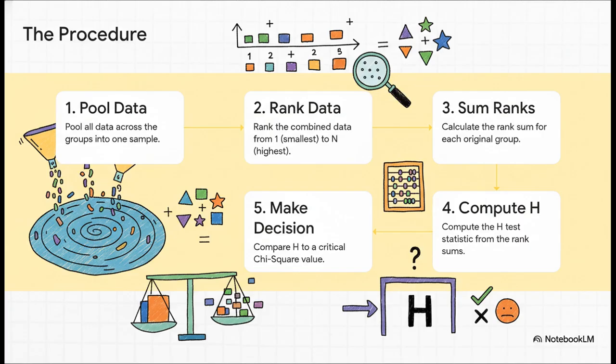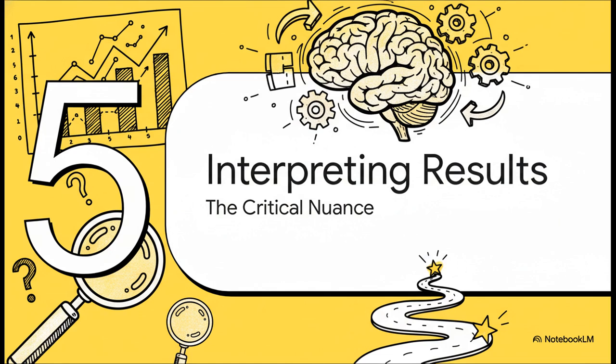That's it. What you're really looking for is whether the high and low ranks are spread out pretty evenly, or if one group is hogging all the high ones or all the low ones. The test statistic, that H value, is just a way to put a number on that observation so we can make a clear decision. Okay, now we're at what I think is the most important part of this whole thing.